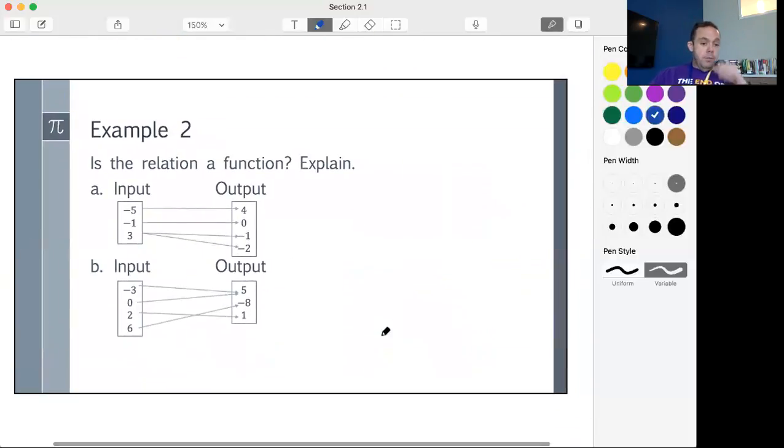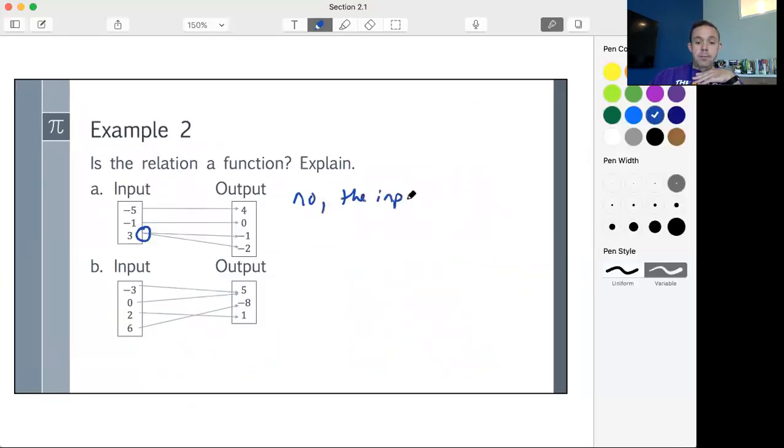So let's try example 2. Is the relation a function? So here is my inputs and here are my outputs. Now notice 3 goes to 2 different places, -1 and 2. This input has 2 outputs. So by definition, this is not a function. So the input 3 is mapped onto both -1 and -2.